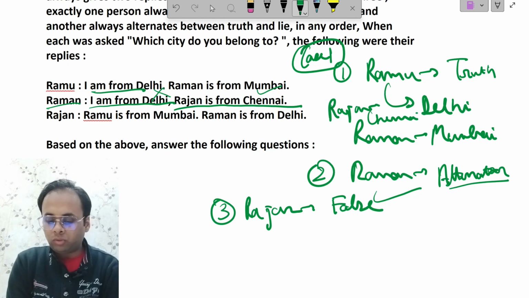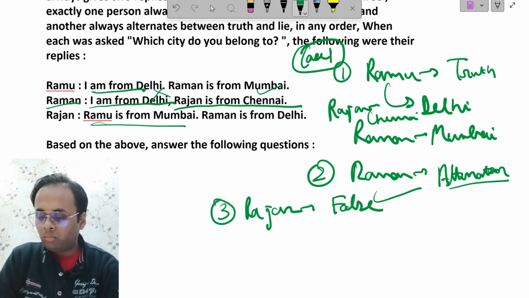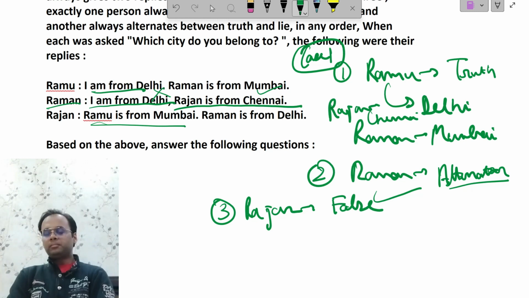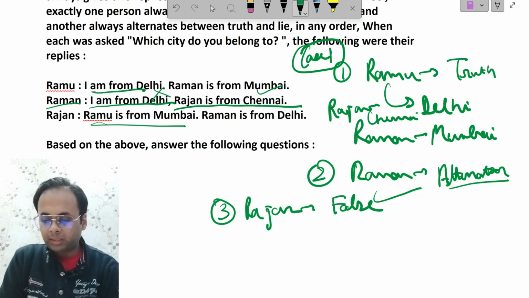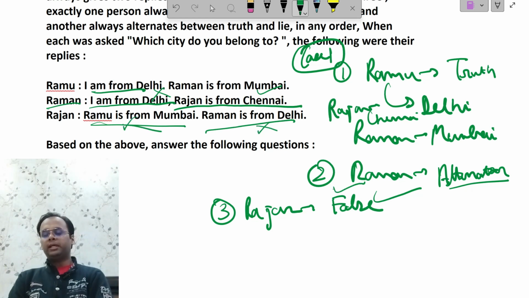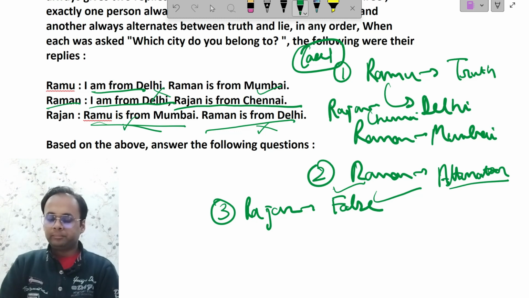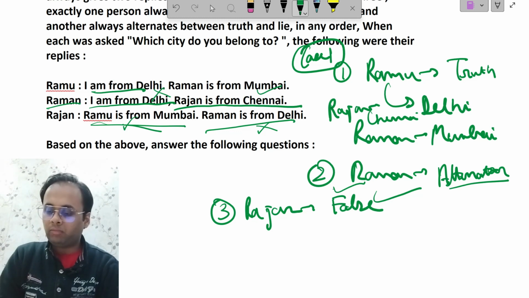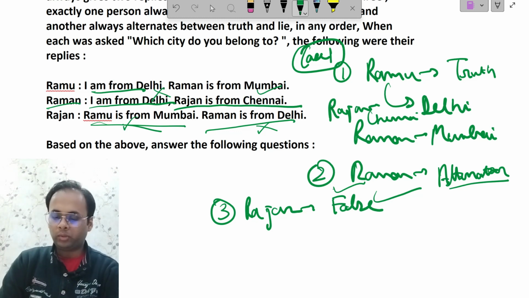He says that Ramu is from Mumbai. We already have Ramu from Delhi, so it is false. Then he says Raman is from Delhi. We have Raman from Mumbai, so both the statements are false, and accordingly he is saying false things. So this is case number one, in which we have considered that Ramu is the truth teller. Let us see another case now.